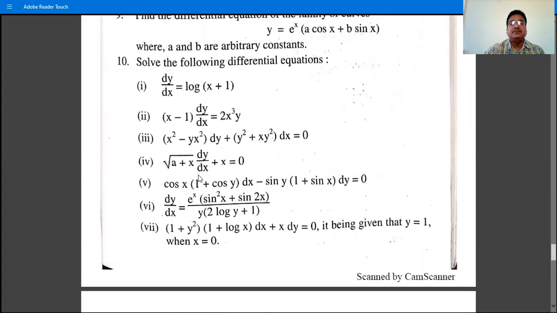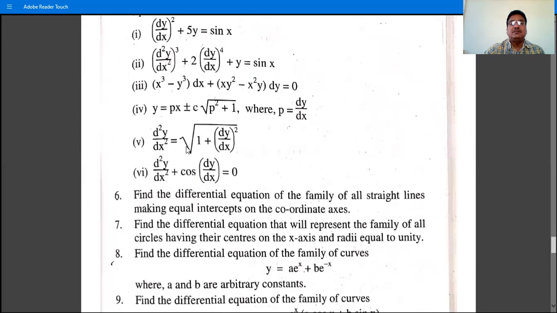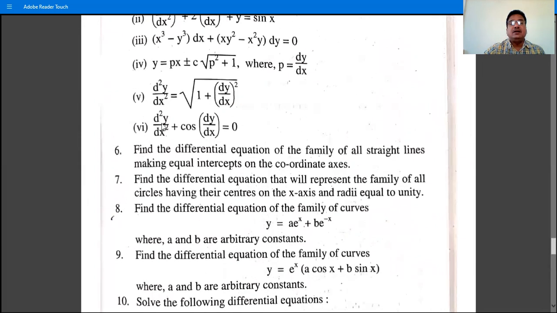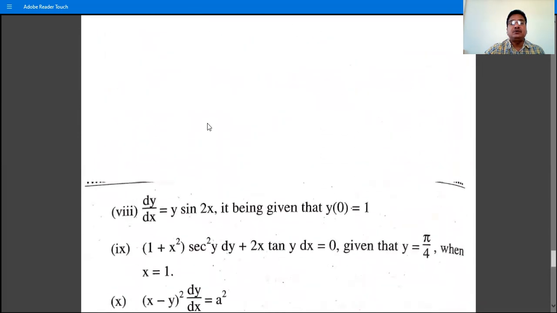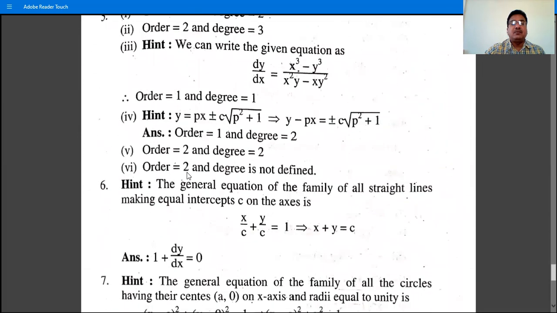Observe this example. First, squaring both sides. So [d square y by dx square] whole square is equal to this. And then d square y by dx square, the highest order derivative is of order 2, and [d square y by dx square] whole square is there. So degree and order both are 2.